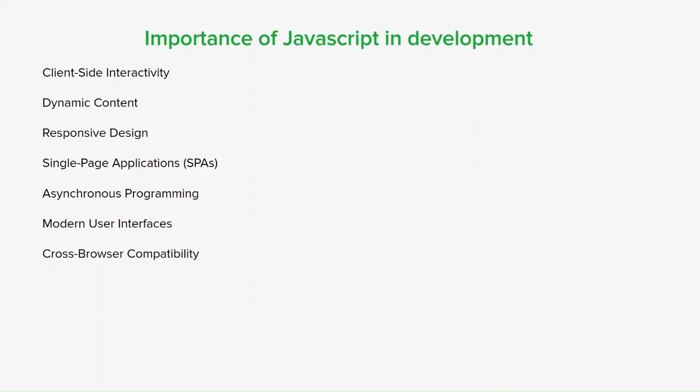JavaScript is supported by all major web browsers, making it a universal language for creating interactive web content that works across different platforms. The JavaScript community is vast and active, resulting in a wealth of open source libraries, frameworks, and tools. This ecosystem makes development more efficient by providing pre-built solutions to common challenges.